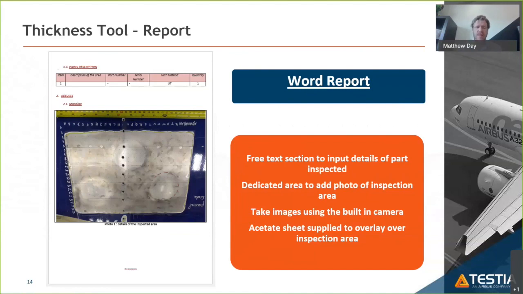Provided within the thickness tool kit is an acetate sheet, and the acetate sheet has the grid measurement already printed on it. It's see-through, it's clear, so we can put it over the inspected area, and that way we get a photographic area with the grid measurement without having to measure it out and plot it by hand, which again is a very time-consuming and laborious activity.